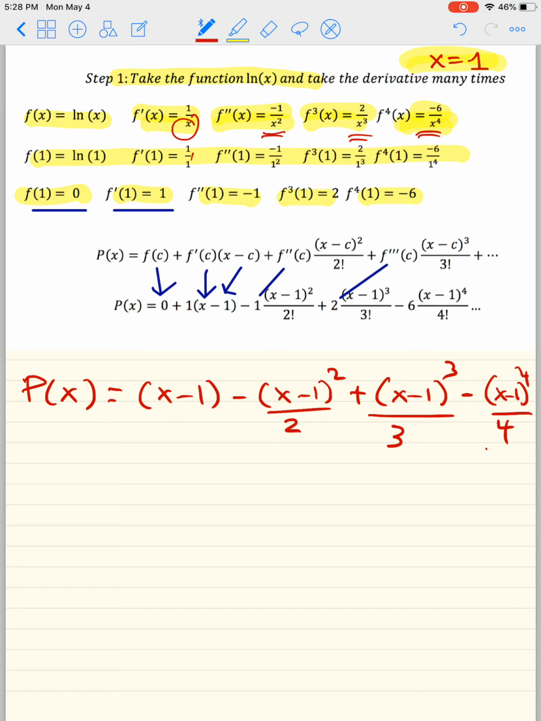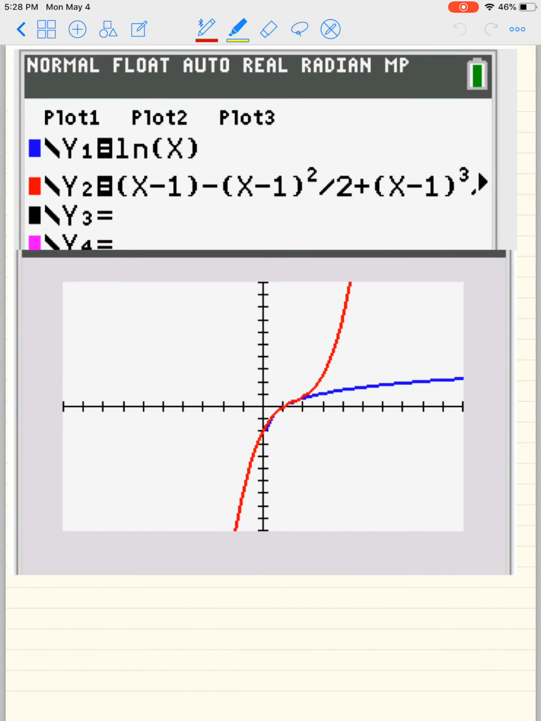So let me show you what this picture looks like and how it compares to the approximation. In this problem here, this is the number 1. Okay, the blue is the natural log of x.